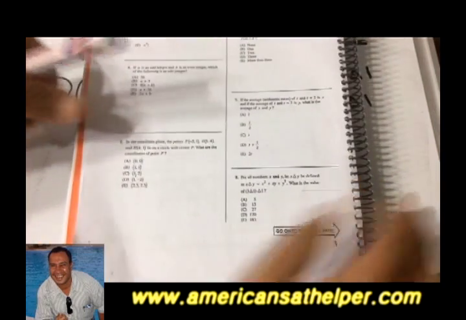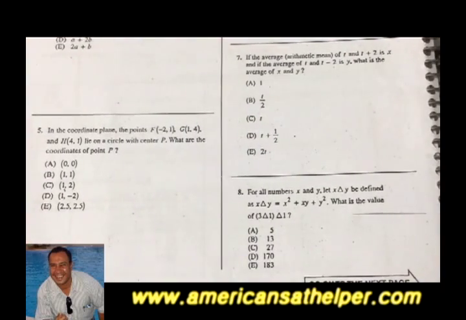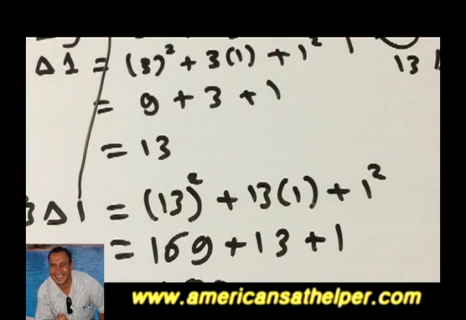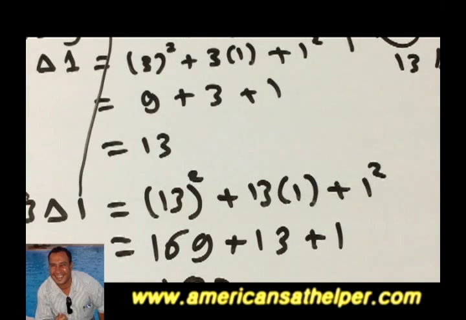Let's see the answers. 183 is choice number E. So the answer is E. Number 8, the answer is E.